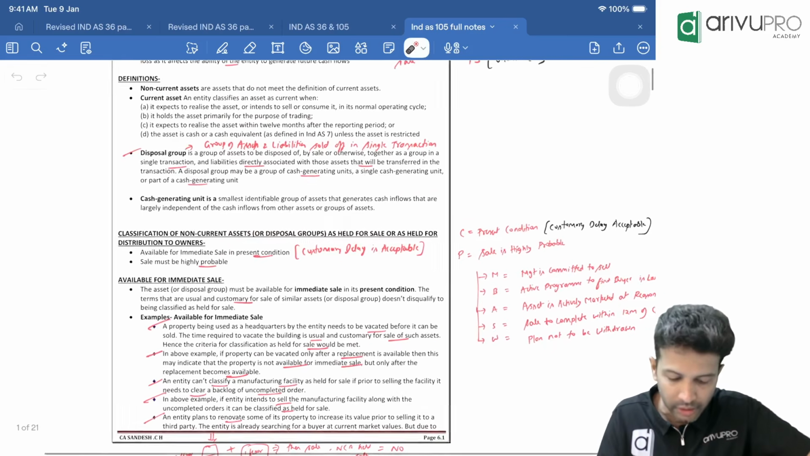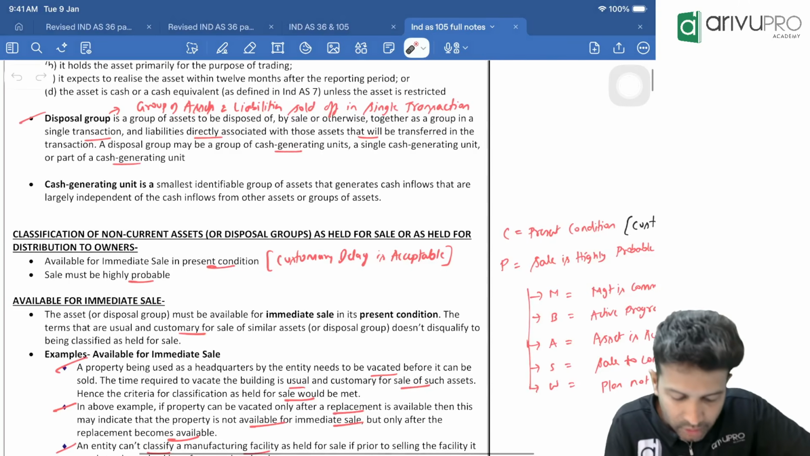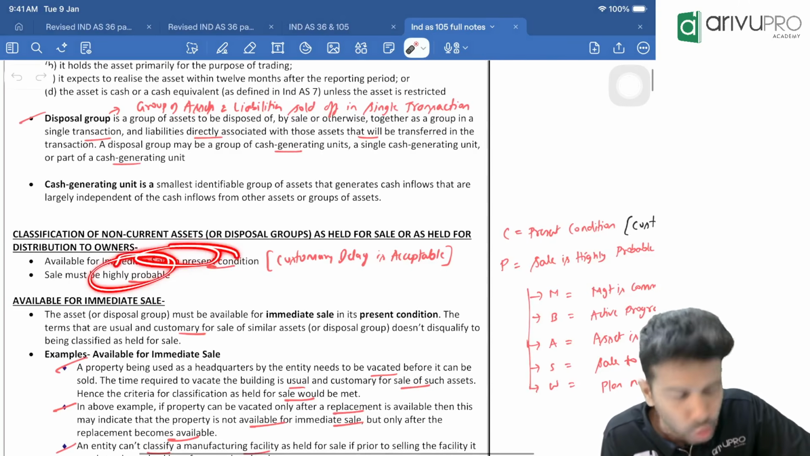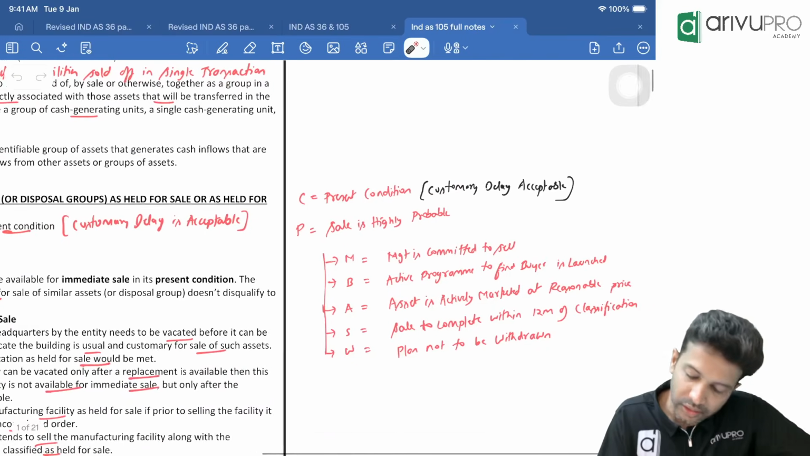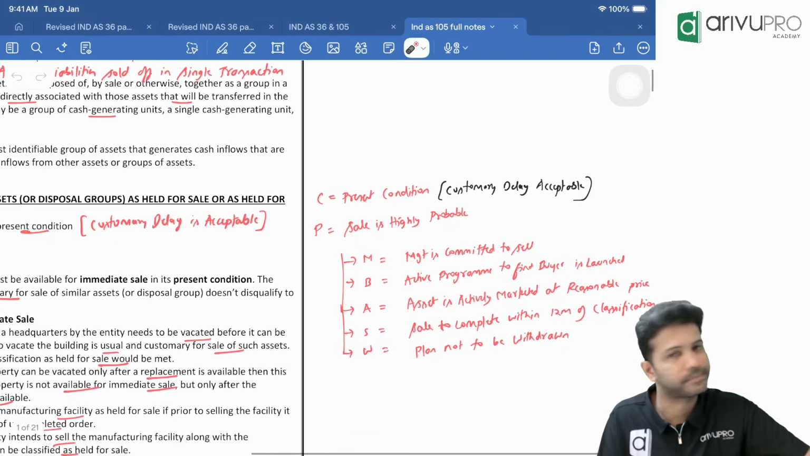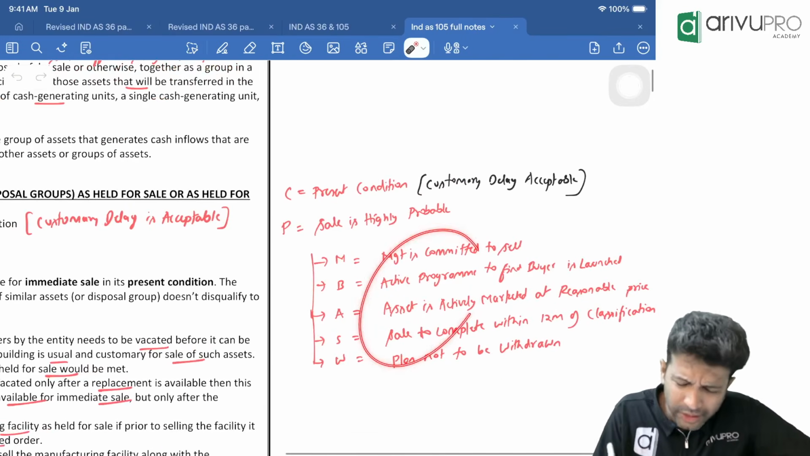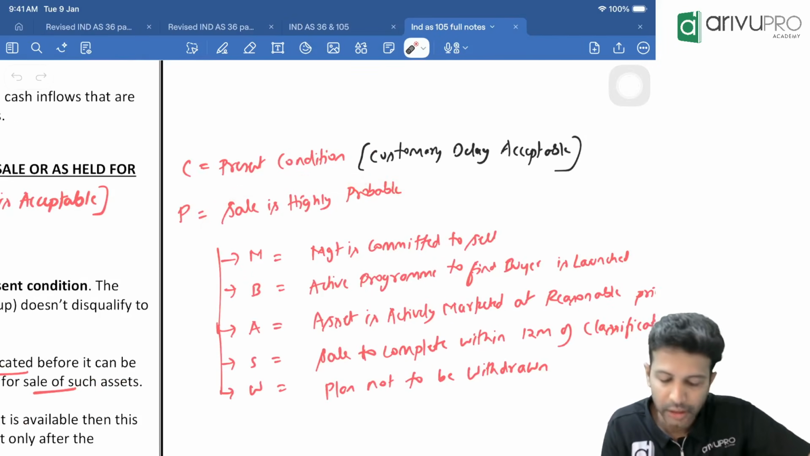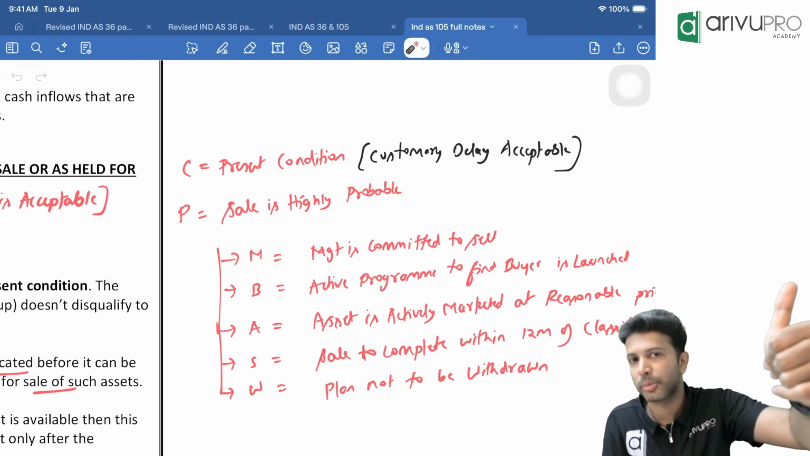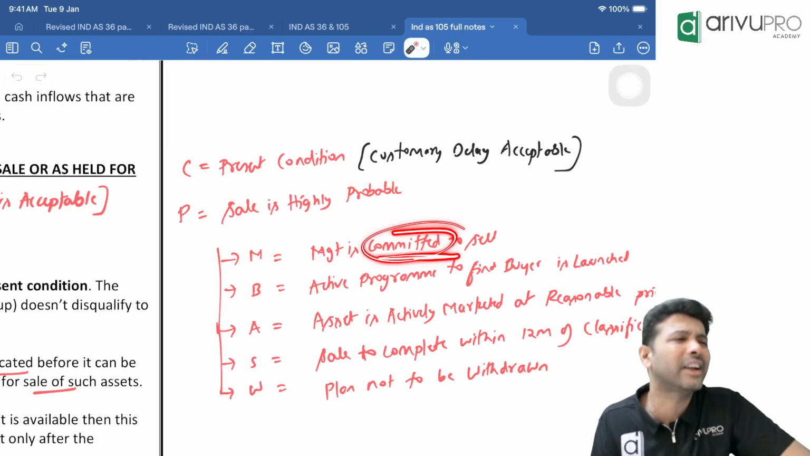Whatever I've written, it's there over here. See, these are the two main conditions. But in order to say that sale is highly probable, a further 5 conditions should be satisfied. Now, these are all pretty common sense. If you want to conclude sale is highly probable, first M should be satisfied. M means management is committed to sell.